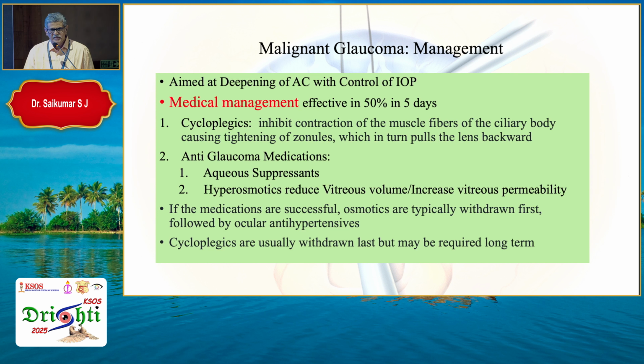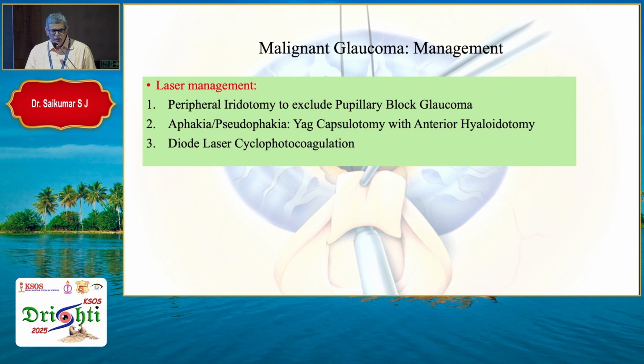The treatment is aimed at controlling the intraocular pressure and forming the anterior chamber. This is one point that has to be very clearly noted. In mild cases, you can go with medical management: cycloplegics and some anti-glaucoma medications. You can slowly withdraw the osmotics first and then the ocular hypotensives, but withdraw the cycloplegics last. Keep the patient on homatropine or atropine for a significantly long period of time.